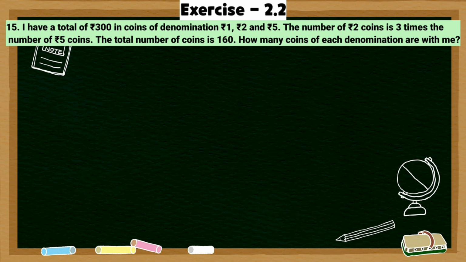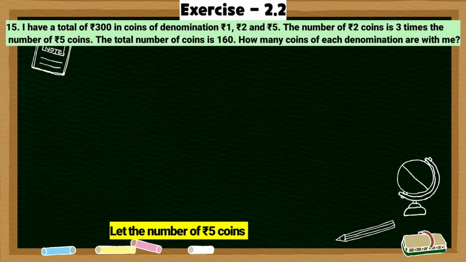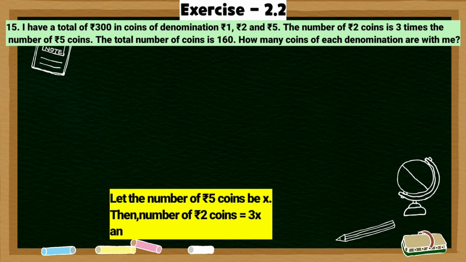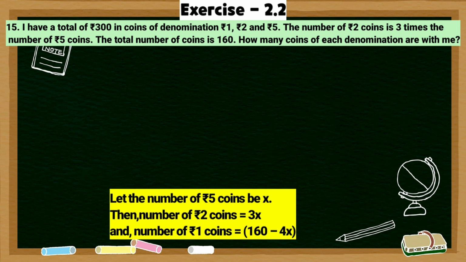Now let us consider the number of rupees 5 coins to be x. So it is given the number of 2 rupees coins is 3 times the number of 5 rupees coins. So the number of 2 rupees coins will be 3x. Now the total number of 5 rupees coins and 2 rupees coins will be x plus 3x, that is equal to 4x. So 1 rupee coins will be total minus 5 rupees and 2 rupees coins, that is equal to 160 minus 4x.